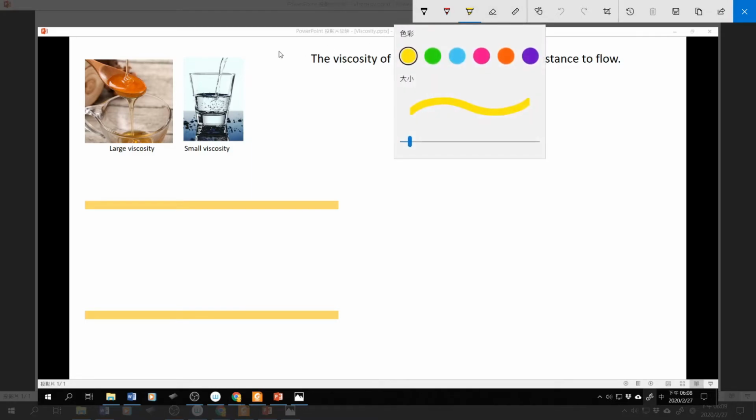So like the very simple definition here, the viscosity of a fluid is a measure of its resistance to flow, which means that different fluids with different viscosities will flow at a different speed when the same force is applied to them.